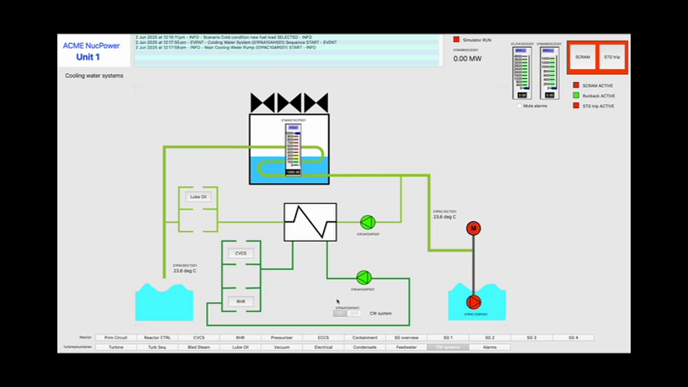The first system we will start is the cooling system. When we select this controller to on, we can watch the pump start its sequence.